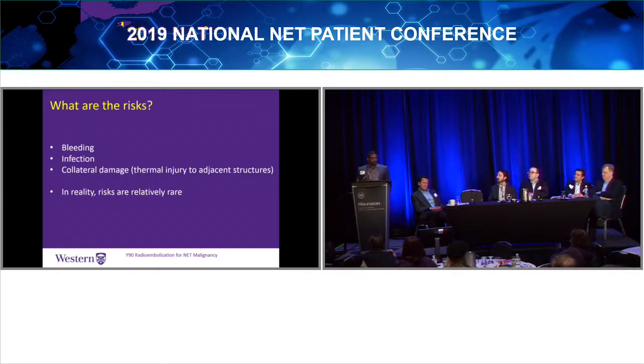The risks are surprisingly fairly low with this procedure. There are some risks, though. People can bleed. We occasionally see infection. And the big risk is we worry about collateral damage. We are burning the tumor, but we are going to burn some normal liver. We don't worry too much because, as we've already discussed, the liver has this really amazing regenerative capacity, but we don't want to burn normal structures either in the liver or outside, things like main bile ducts. We don't want to burn the bowel at all because we turn a minimally invasive procedure into a maximally invasive procedure. But in reality, if we plan things properly, the risks are relatively rare.